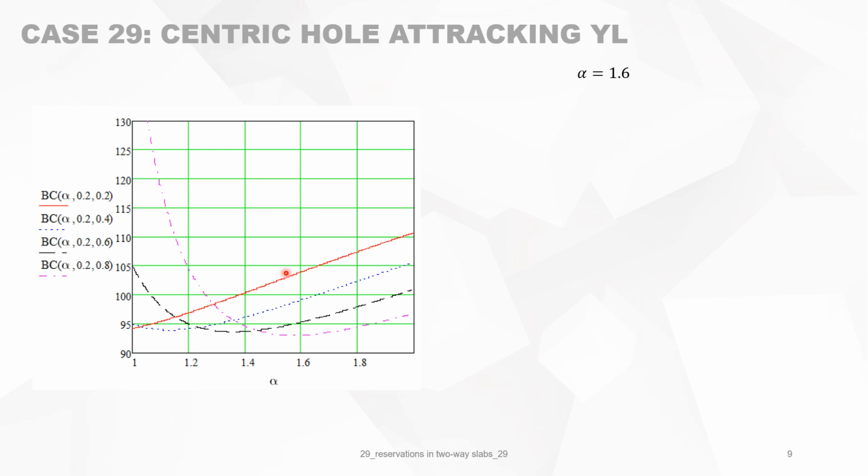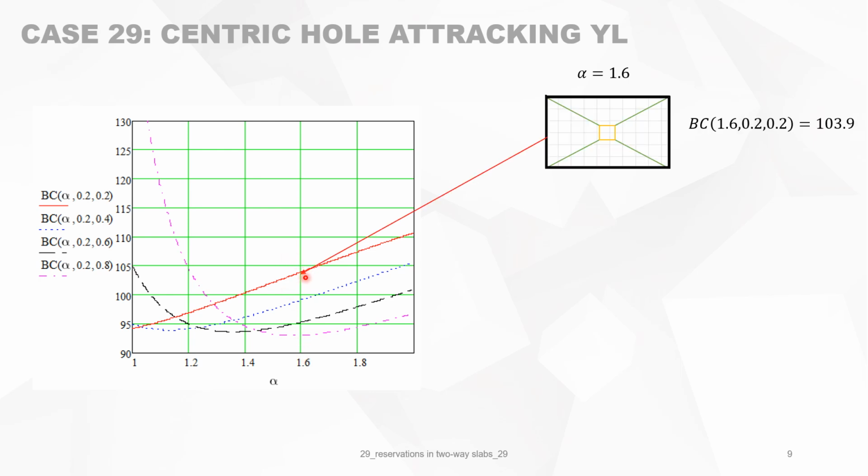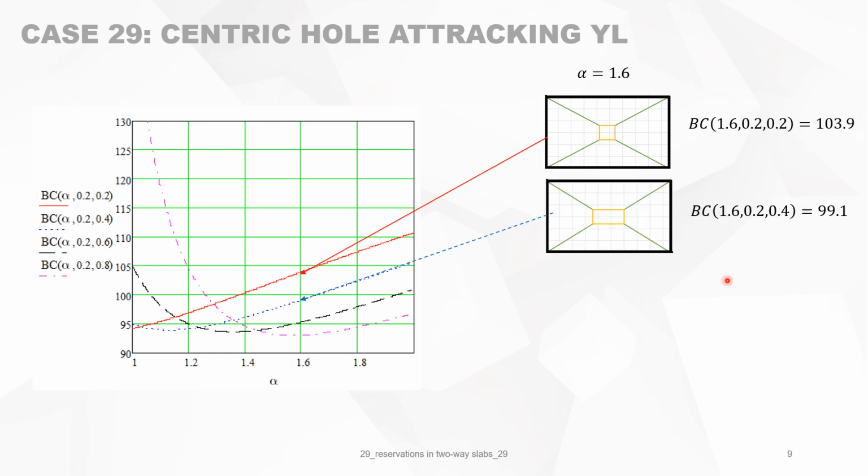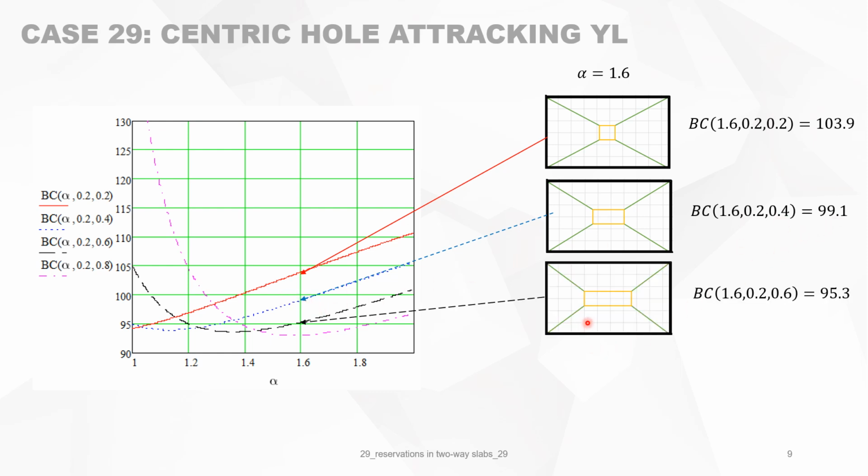Let's say we have a slab of alpha 1.6. A reservation of a square in the middle of 0.2 by 0.2 times a gives you 104 as bearing capacity, which is this point here, because we are in this curve. When we make a horizontal reservation of 0.2 by 0.4, then we are here on the blue curve, and we have 99.1.